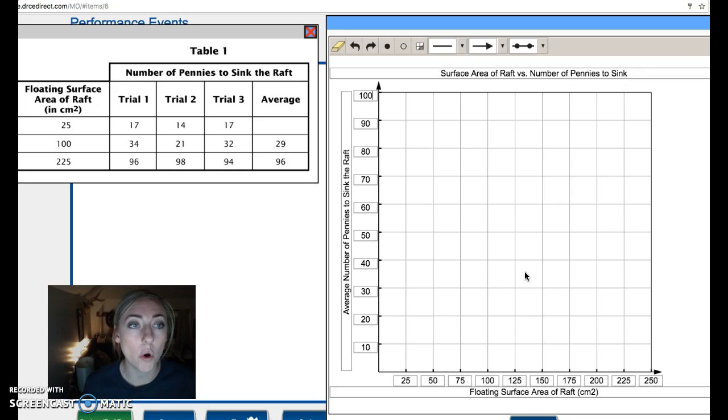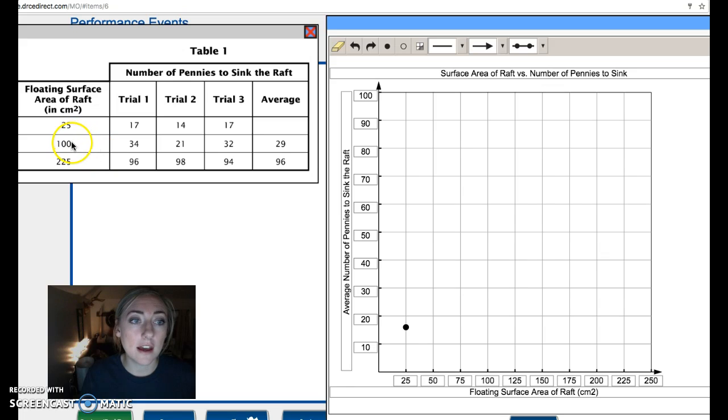Now remember, we're graphing only the average. So you should have already calculated this average before, and it was 16. So you want to just plot the point. When the floating surface area was 25, the average was 16. So you use the closed point. You select that, and that means at 25 we have to go up to about 16. Now you are just kind of estimating, so halfway between would be 15, so you want to go up just about one more. So that would plot our first point.